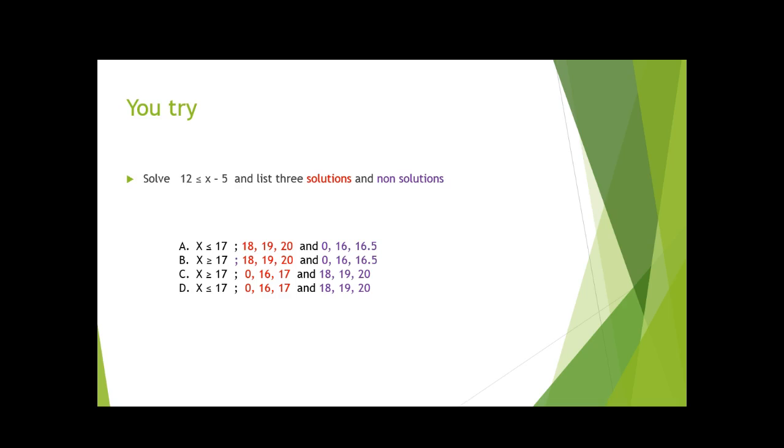C is x is greater than or equal to 17, and solutions are 0, 16, and 17, and non-solutions are 18, 19, and 20. D is x is less than or equal to 17, solutions are 0, 16, and 17, and non-solutions are 18, 19, and 20.